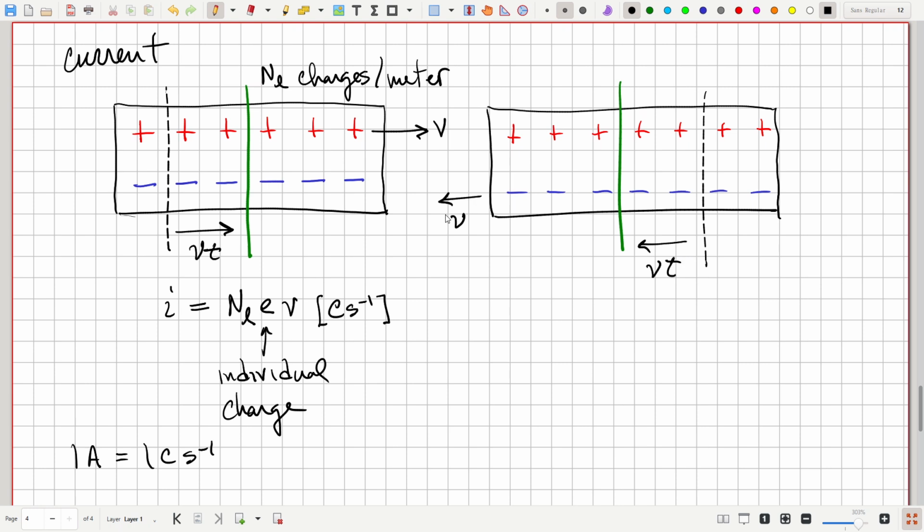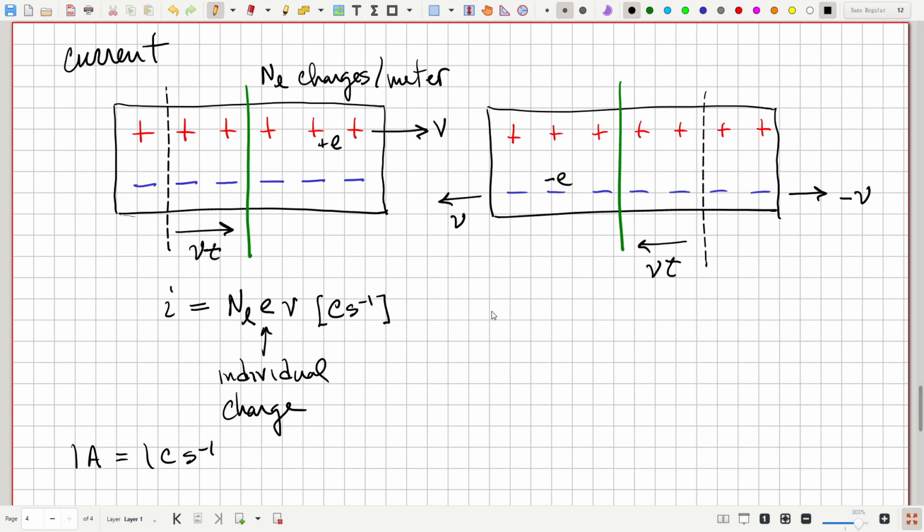Well, moving to the left with velocity v is the same as moving to the right with velocity minus v. Right? Moving west with a velocity of 10 meters per second is the same as moving east with a velocity of minus 10 meters per second, because you're moving in the minus east direction, which is west. Okay, so let's assume these charges are plus e, and these negative charges are minus e. Say these are protons on the top and the electrons on the bottom.